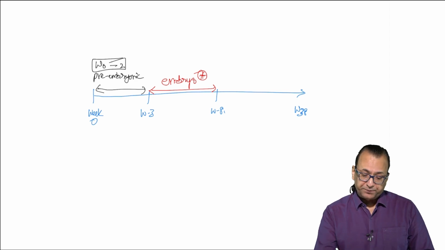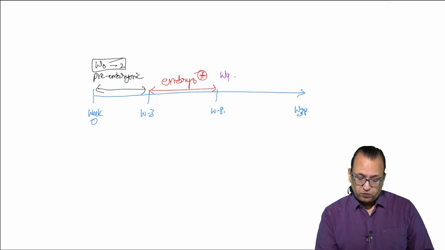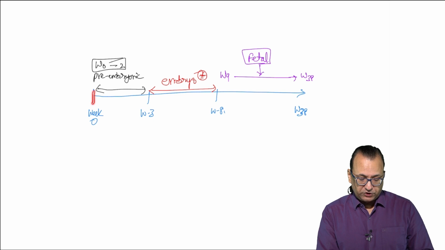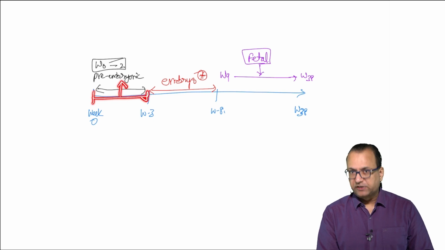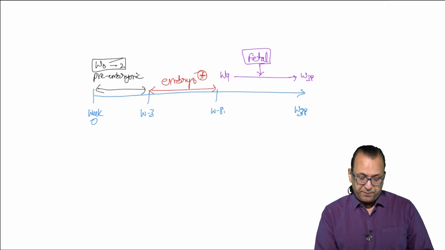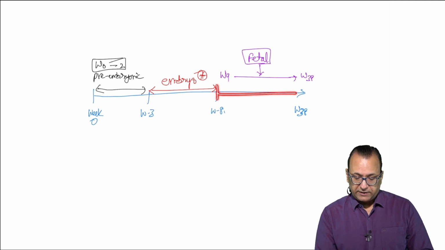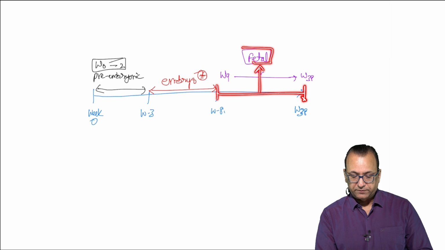What about week number 9 to week number 38 then? That is what we call the fetal age. So that is the fetal age. Let me revise again. If it is 0 to 2 weeks, you say pre-embryonic stage. Embryo is week number 3 to 8. Week number 9 till week number 38 is the fetus.